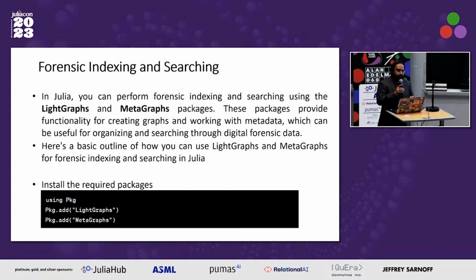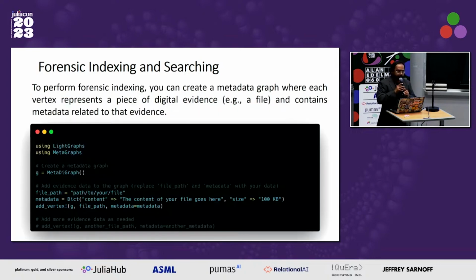So we are looking for specific information in the image, right? Once we get that information, then we can try to find out the links. In this case, you can perform forensic indexing and searching using packages called LightGraphs and MetaGraphs. MetaGraphs is the advanced version where you can have information in terms of a graph. You can add any information to the vertex and you can have edges between these vertices. So you can create a metadata graph by adding the path here.